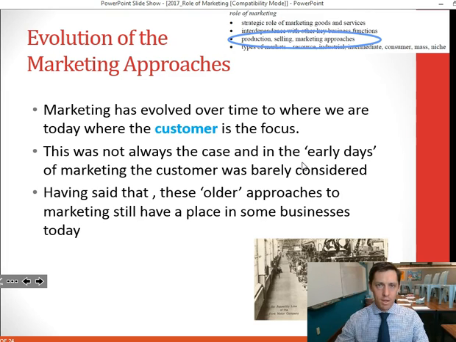In consideration of that, however, those older strategies should not be discounted and they should not be seen to be relics and not relevant today. They may well be relevant in some types of businesses.